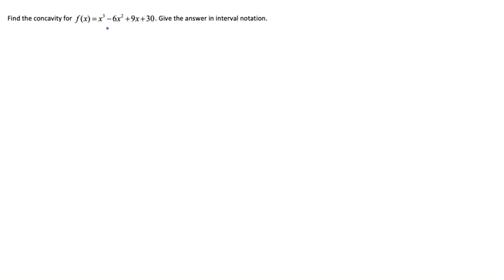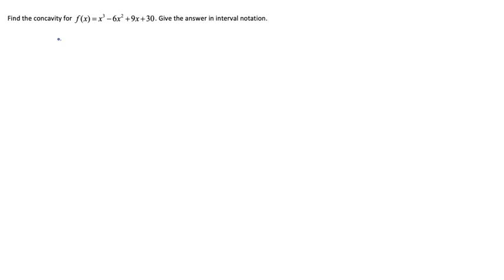Find the concavity for f of x equals x cubed minus 6x squared plus 9x plus 30, and just give the answer in interval notation. All right, so for concavity, we know that we need to find the second derivative of this function. Now we see that this is a third degree polynomial, right? So of course, in this case, we should be able to find the second derivative quite easily.